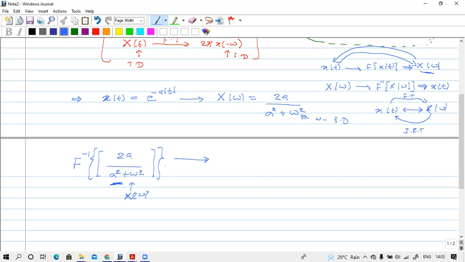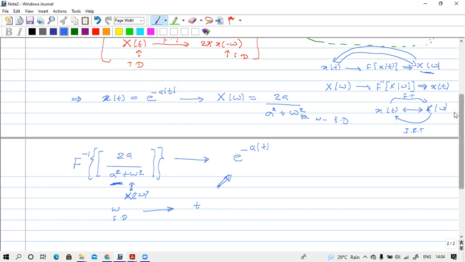So if you are asked to find the inverse Fourier transform of this X(omega), it is simply e to the power minus a|t|. Here it is an omega signal, a frequency domain signal, and when we take the inverse Fourier transform, now it is a time domain signal. Understand? So this is the inverse transform.